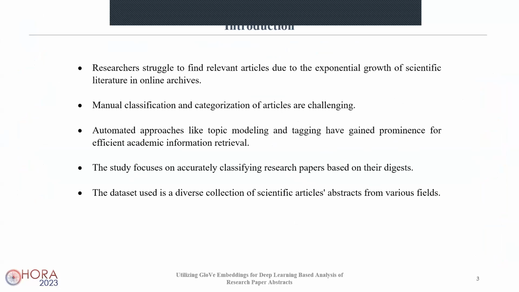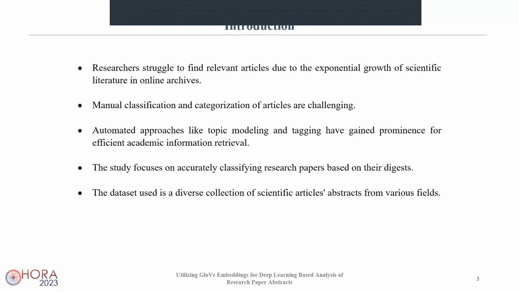The rapid growth of scientific literature in online archives has made it challenging for researchers to find relevant articles. Manual classification and categorization of these articles is a daunting task. However, automated approaches such as topic modeling and tagging have emerged as solutions. The study aims to accurately classify research papers based on their abstracts.